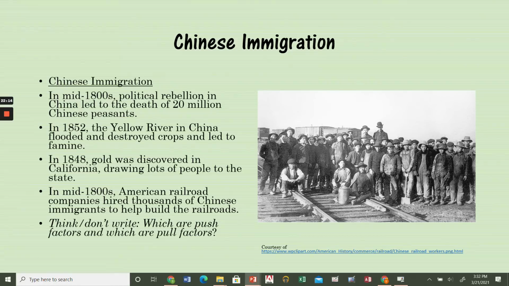The gold rush in California, well, that's a pull factor. That's going to pull people from all over the world, including China, who are like, hey, there's gold in California. Let's move there. And finally, jobs building railroads. That also is a pull factor. That's going to pull people to America. To understand how these push and pull factors work.